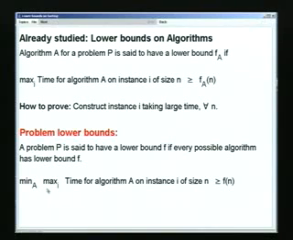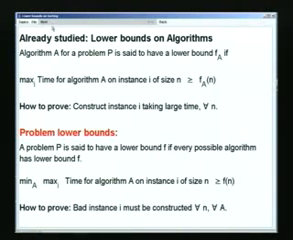Here is the more algebraic statement. So notice that this part is just similar to this part, and now we have an additional quantification. We are saying that this must hold even for the best algorithm. So the algorithm which takes the minimum worst case time must have time bigger than f of n. Of course, if the best algorithm has time bigger than f of n, then clearly every algorithm will have time bigger than f of n. So this is what it means for f to be a problem lower bound for this problem P.